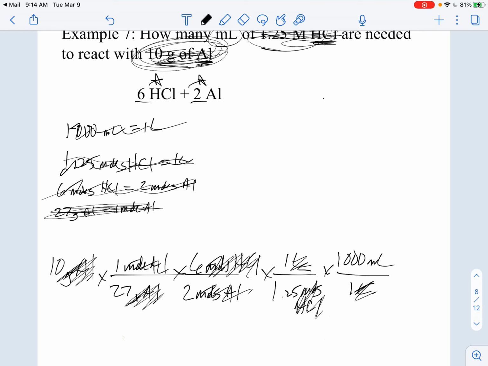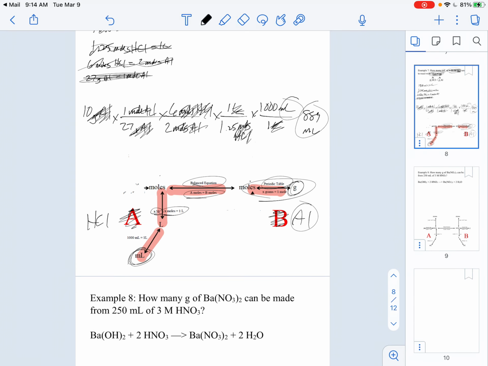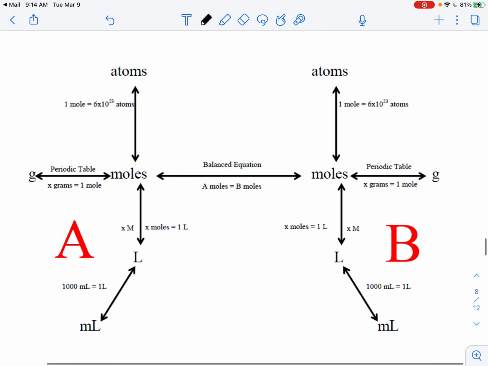So at this point, you've got 10 times 6 times 1,000 divided by 27 divided by 2 divided by 1.25. And you get about 889 milliliters, which is the correct answer. So all you have to do to solve these particular problems is you have to look at the mole map, decide where on the mole map it is that you are going to go from, and use the correct equations in the ways that you have been taught.